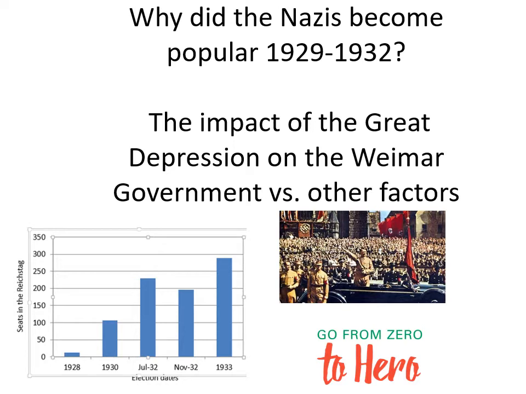Obviously, the first factor that we looked at yesterday will be the impact of the Great Depression on the Weimar government. But that's a monocausal explanation. That doesn't satisfy us. We need a more complex explanation. So we're going to look at the other factors that made Hitler uniquely able to exploit the problems of the Great Depression. And that's going to be talked through on the next few slides.